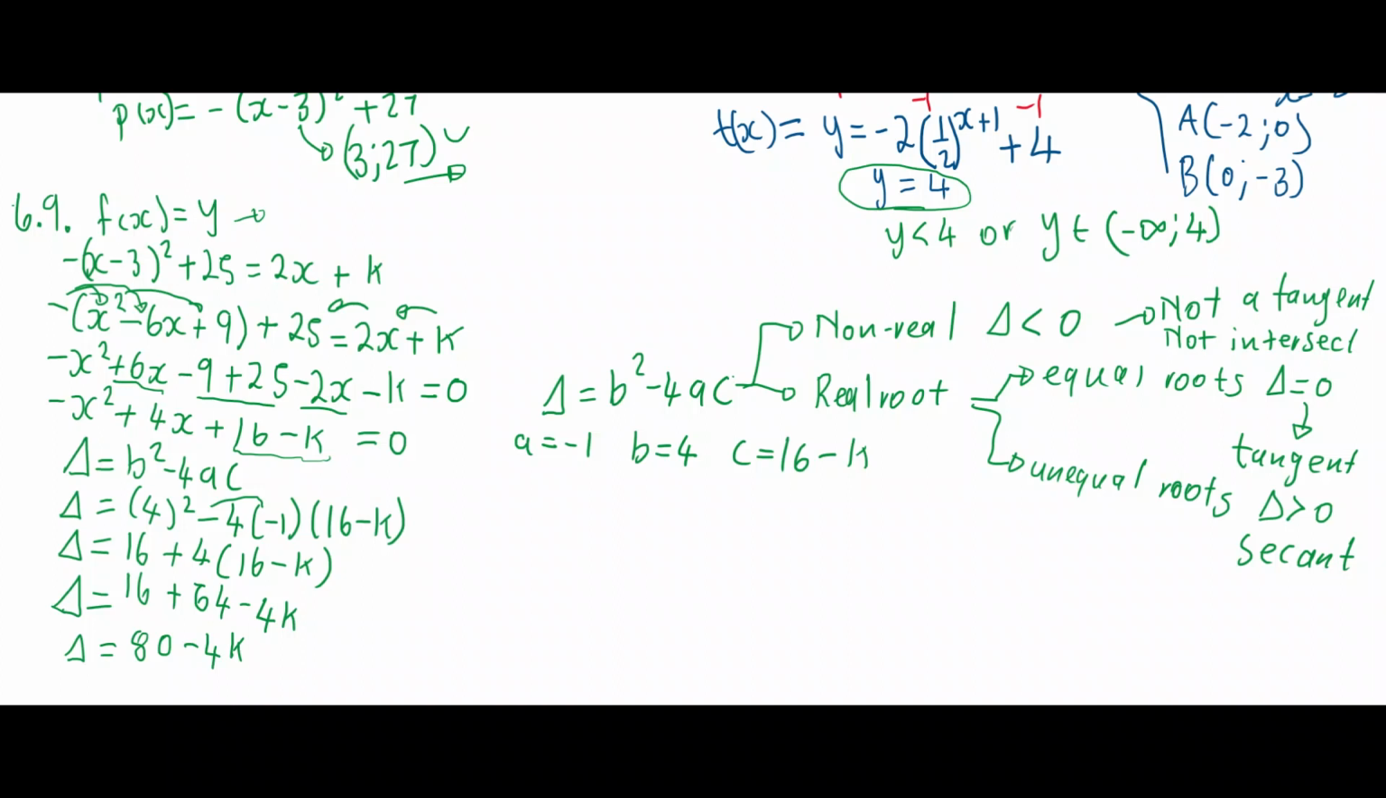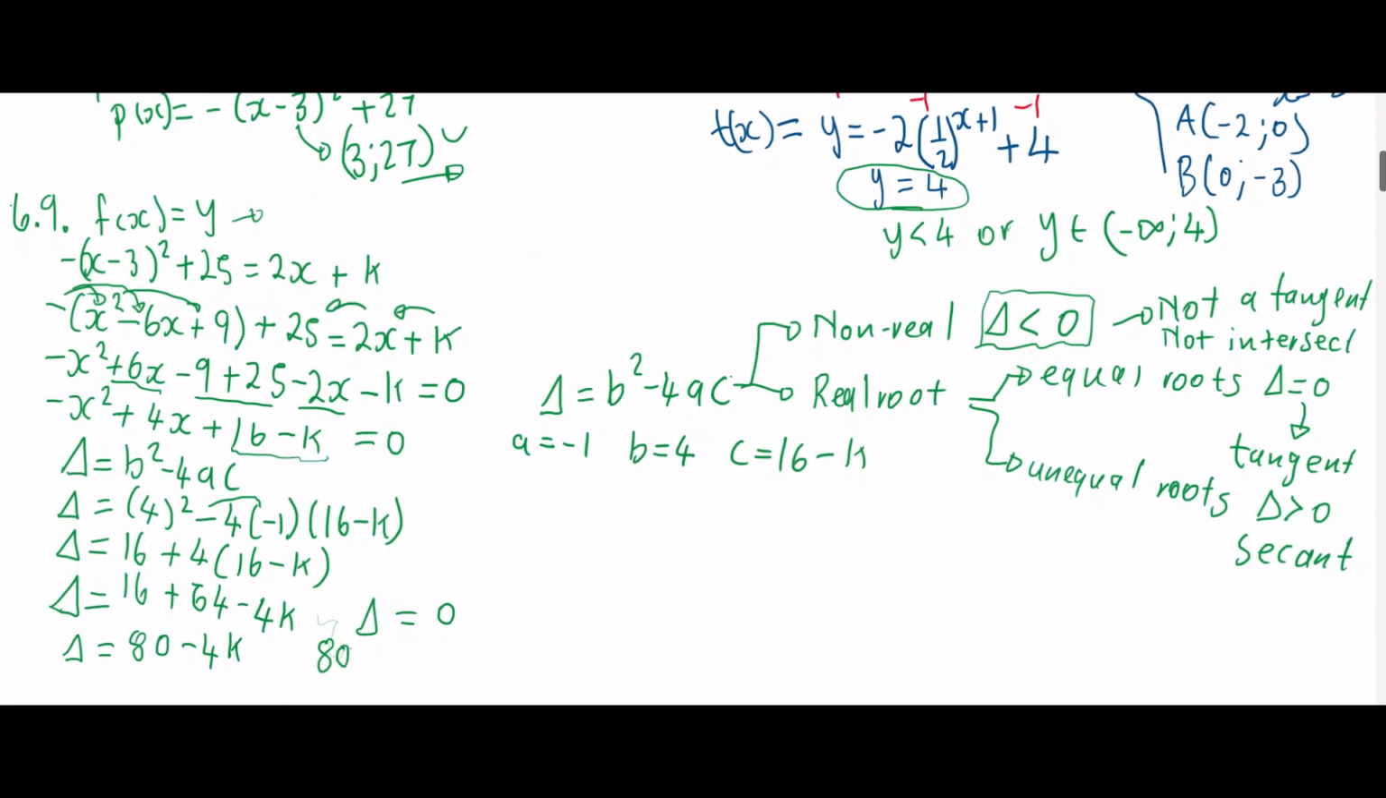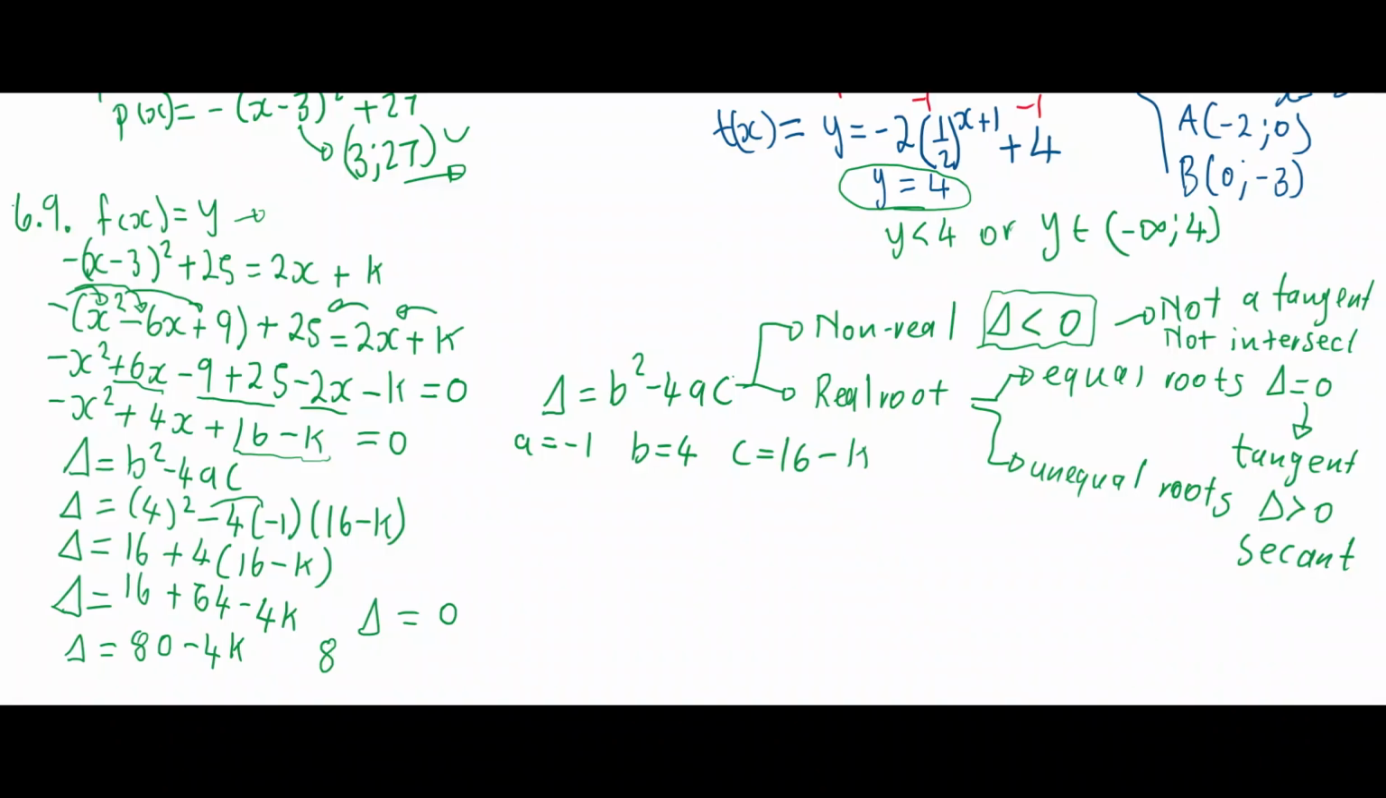So remember, you have determined the discriminant. If this question was saying determine the values of k for this not to be a tangent, obviously you would be solving the discriminant less than 0. But because they said solve for this to be a tangent, it means that you must make the discriminant equal to 0. So your discriminant is 80 minus 4k equal to 0. Then you can transpose that side, 80 equal to 4k. Dividing both sides by 4 will lead you to the correct k value.